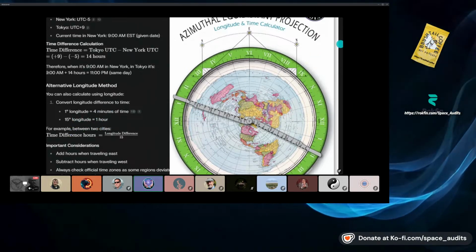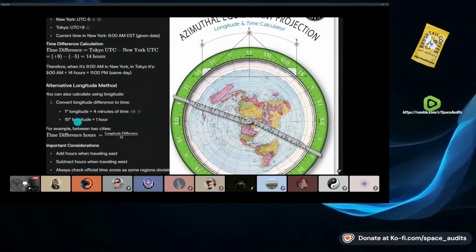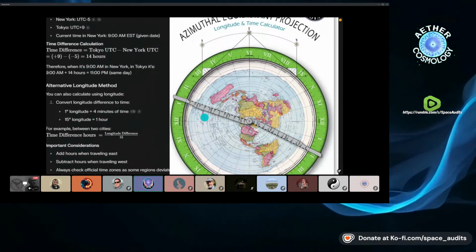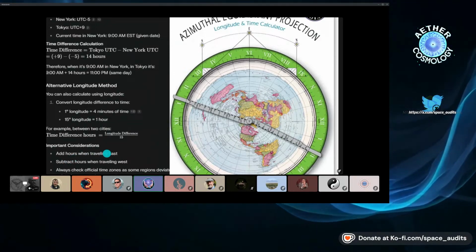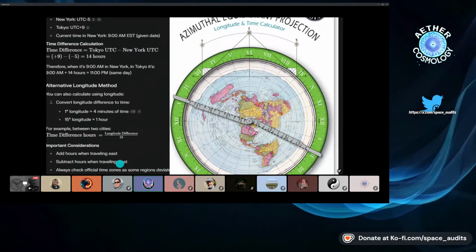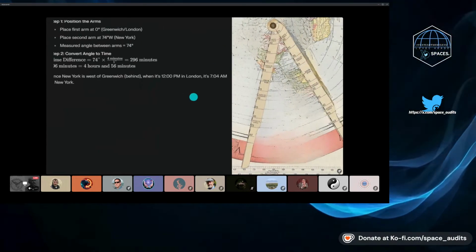So inherent in this projection and Gleason's map, when used properly, is a longitude calculator, a time calculator, and using these two together, you can get distances, positions, and anything you want using the map. Just know that you add hours when traveling east and subtract when traveling west. For an example, right?